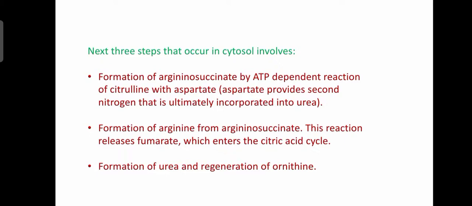Then another step is the formation of arginine from argininosuccinate, which we formed in the previous step. This reaction releases one fumarate which enters the citric acid cycle. The next one is the formation of urea and the regeneration of ornithine, which takes place in the last step of the urea cycle. So these are the three main steps which occur in the cytosol: formation of argininosuccinate, then formation of arginine from argininosuccinate, then at last urea and regeneration of ornithine. We can look at the cycle.